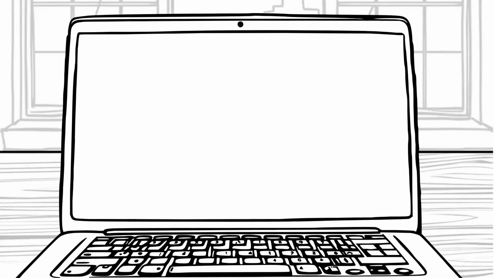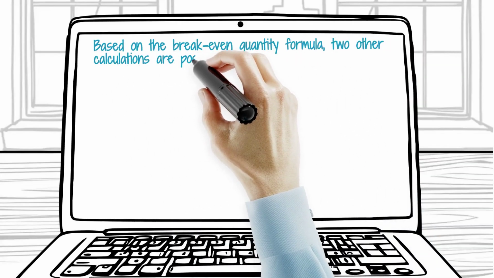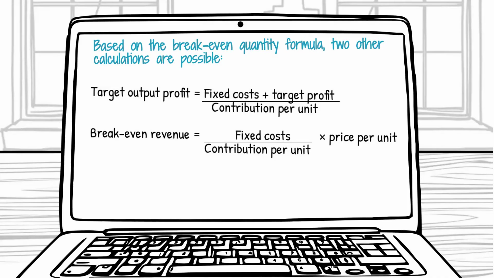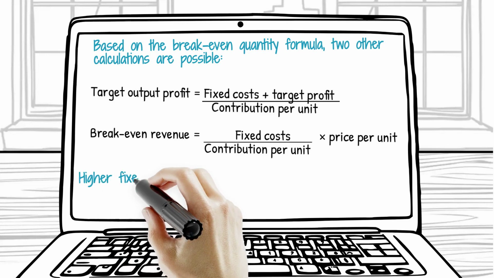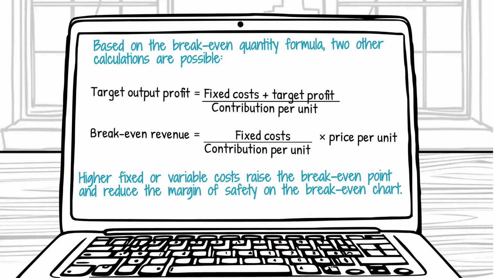Based on the break-even quantity formula, two other calculations are possible. Target output equals fixed costs plus target profit divided by contribution per unit. Break-even revenue equals fixed costs divided by contribution per unit times price per unit. Higher fixed or variable costs raise the break-even point and reduce the margin of safety on the break-even chart.